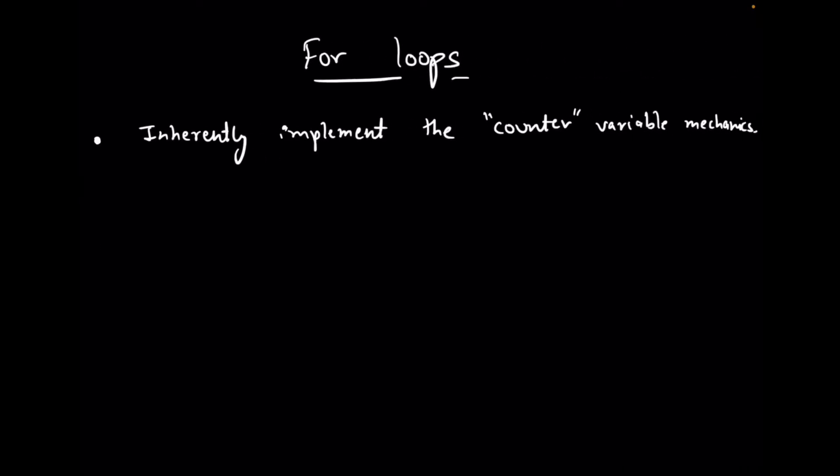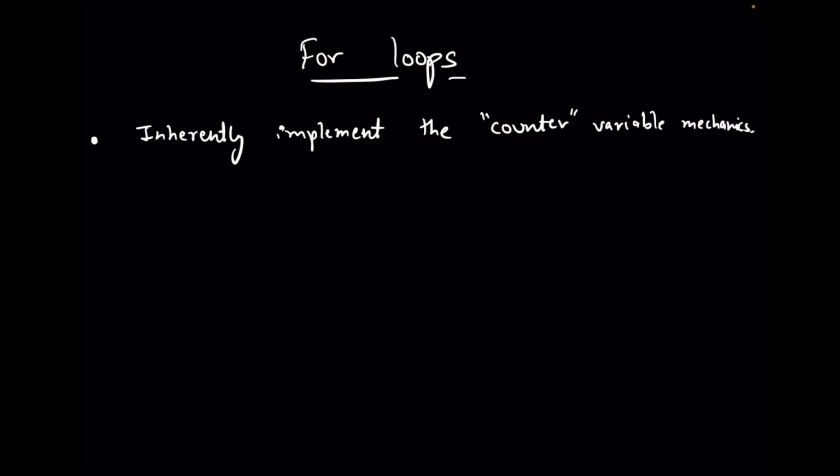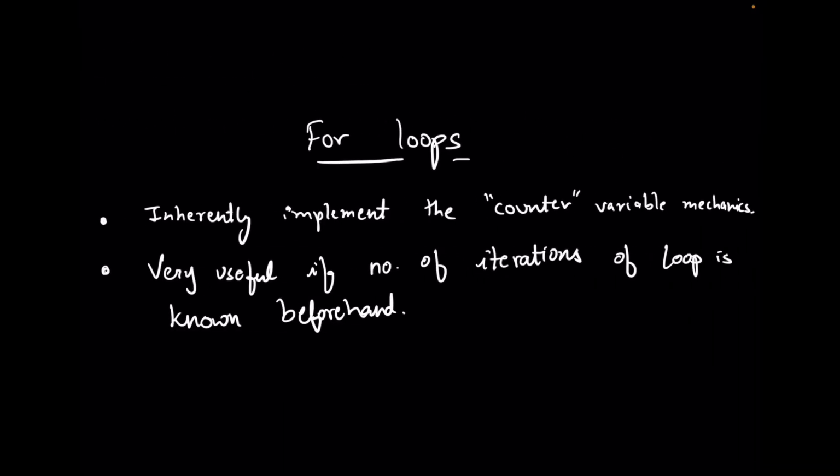The reason is that for loops inherently implement the counter variable mechanics. So remember in our last video where we had to print hello world 5 times using a while loop, we used a separate variable called a counter variable, and we kept adding 1 to it whenever the body of the loop had run once. So for loops do things like this inherently. Okay, this is the reason that for loops are really useful in situations where we know the number of iterations of the loop beforehand. So if we know that we only have to run the loop 5 times or 10 times beforehand, then for loops are really useful in such situations.